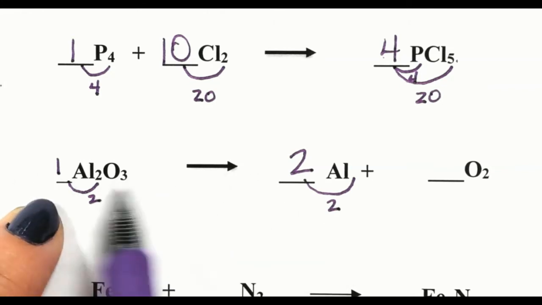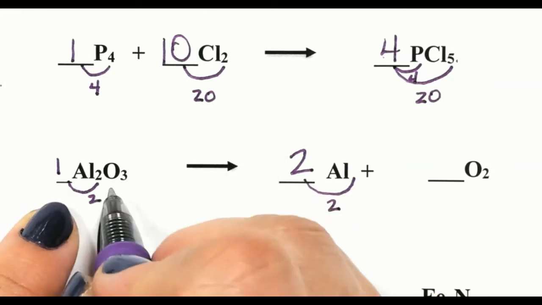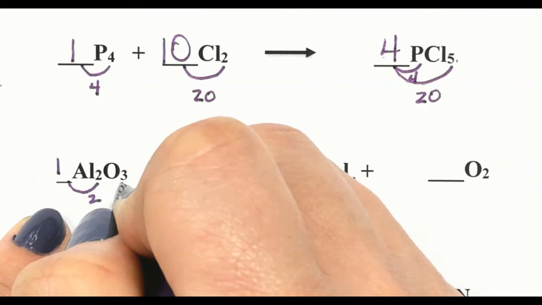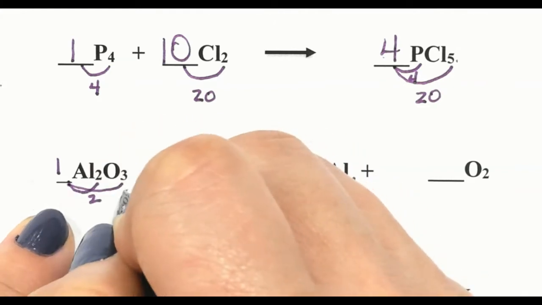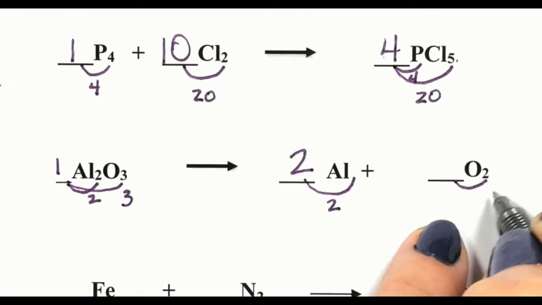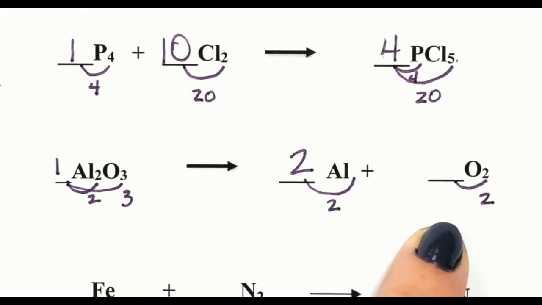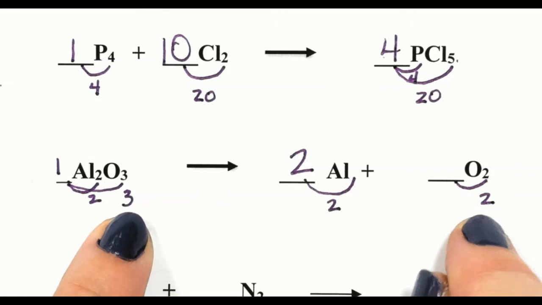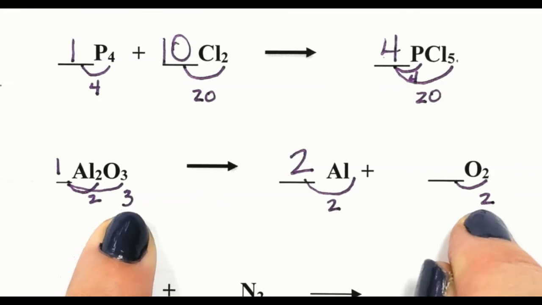Okay, so we have our coefficients here. Now let's look at oxygen. We have 3 times 1 is 3 oxygen, but over here 2 times 1 is 2 oxygen. So I'm going to need to address this difference, the 2 and the 3. The common factor of 2 and 3 is 6.